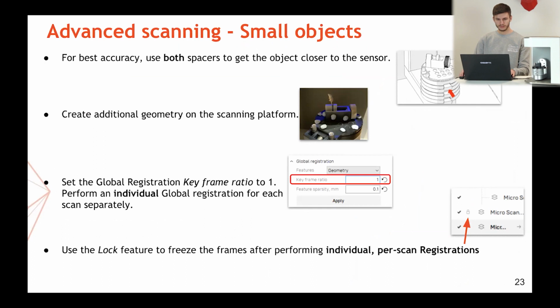Next, creating additional geometry on the scanning platform is another key element for success. So as mentioned previously, something as simple as randomly positioned blue tack blobs surrounding the object will later help the global registration a great deal. Once the scanning is done, global registration should be performed with a keyframe ratio of 1 for each scan individually. Then, use the lock feature to freeze the frames in place after all the individual per scan registrations have been done.